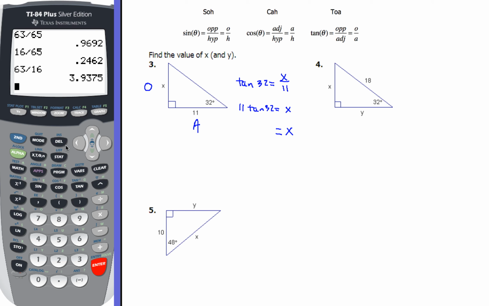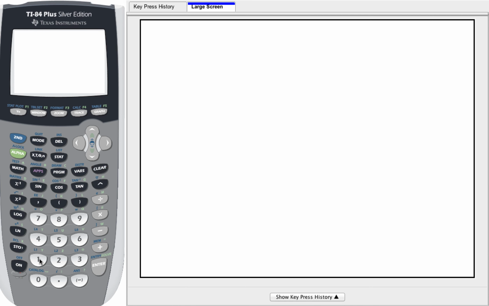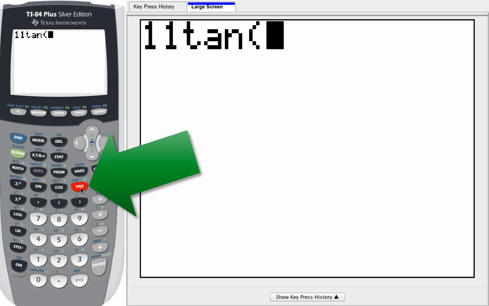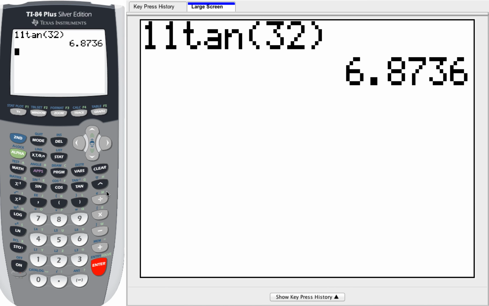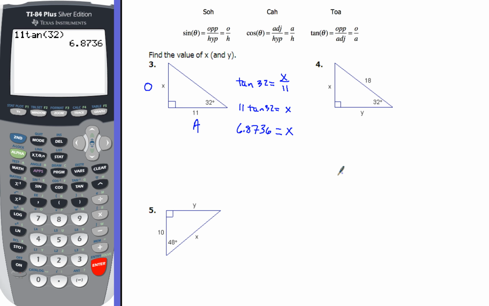So after you have those first two lines written down, then you go to the calculator and you're going to type in 11. You're going to hit the tangent button, so finally you get to hit one of those buttons on the calculator. It was 32 degrees, and then we're going to close that. When we hit enter, now we've got this to 4 decimal places, so we're going to write 6.8736. So that's the value of x for number 3.